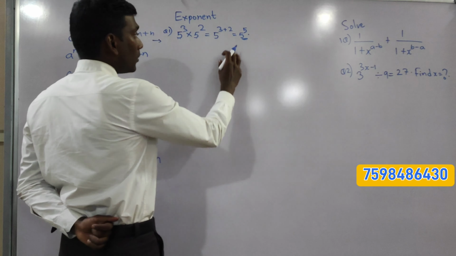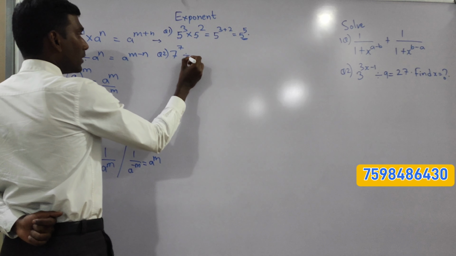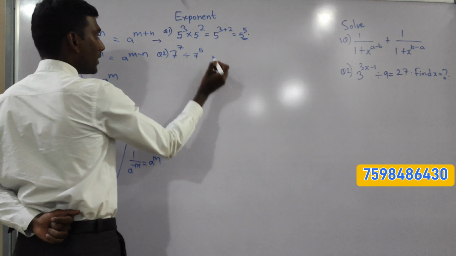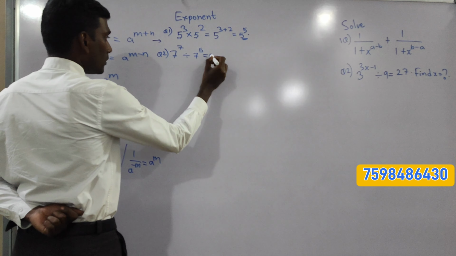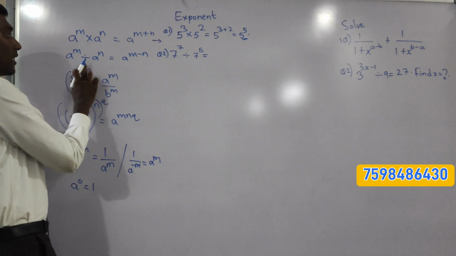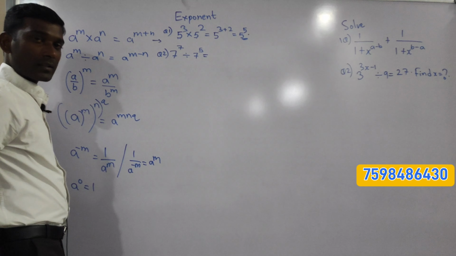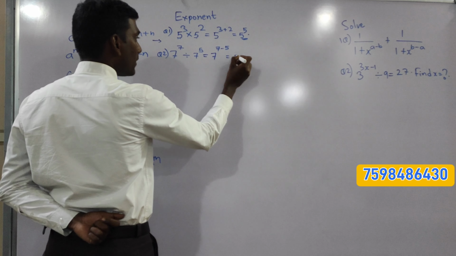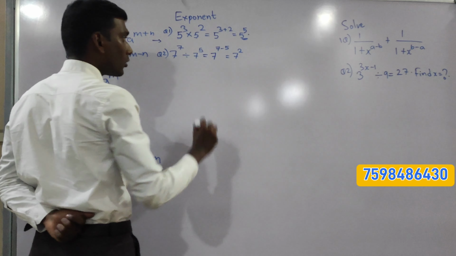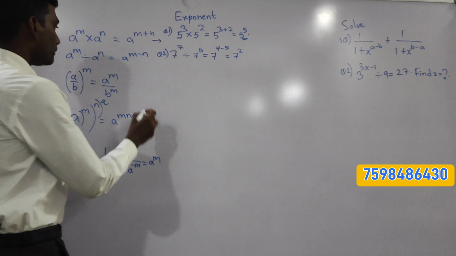Second question: 7 to the power of 7 divided by 7 to the power of 5. You need to find the answer for this. So what are you going to do? When the bases are the same and it is in division form, you subtract the powers. So 7 to the power of 7 minus 5 is 7 square, or you can write it as 49.